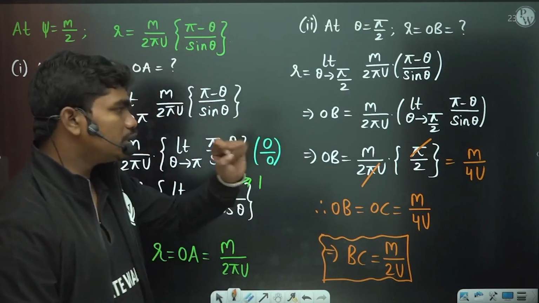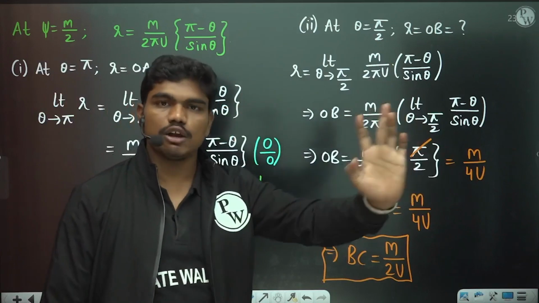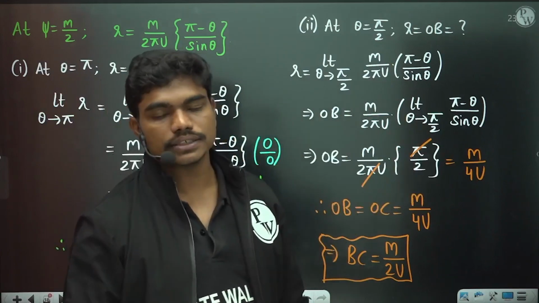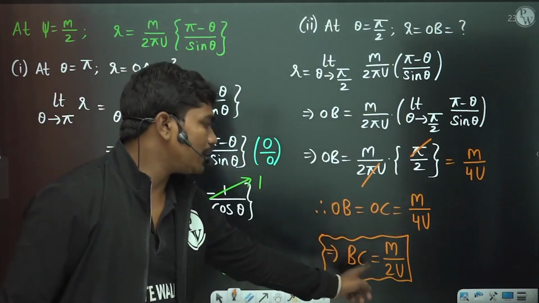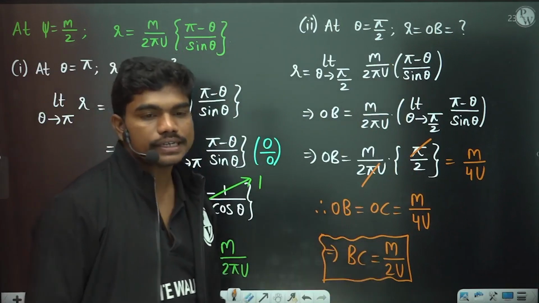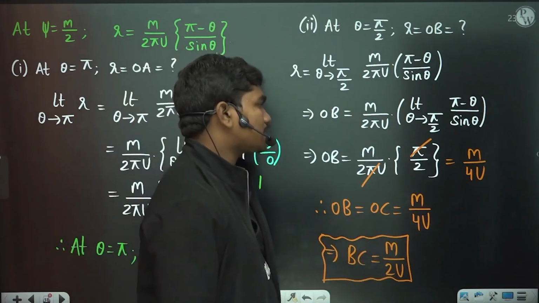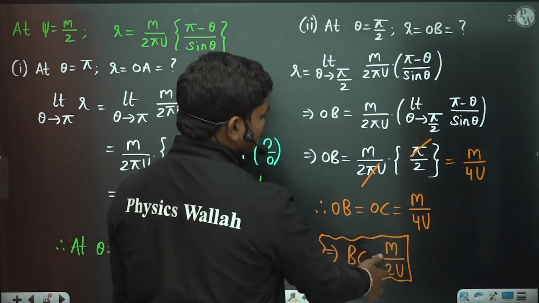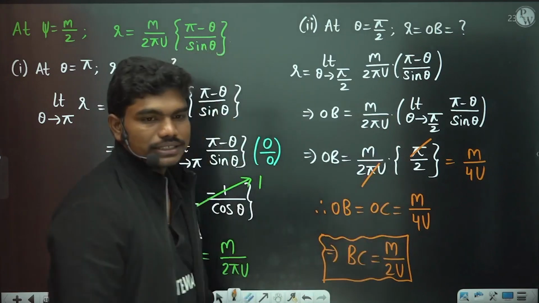So simple, wherever you want the R value, put the corresponding value of theta. That's it. Okay, you will get the answer easily. Fine. So m by 2u is what you have here. Okay, so m by 2u is the correct answer. So basically from this analysis you can easily get that. Okay, so BC is m by 2u.